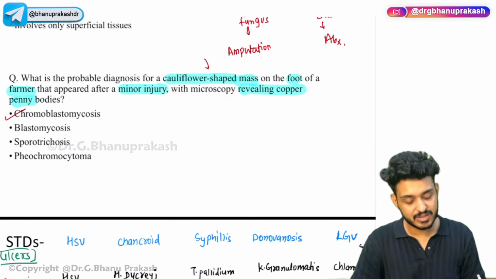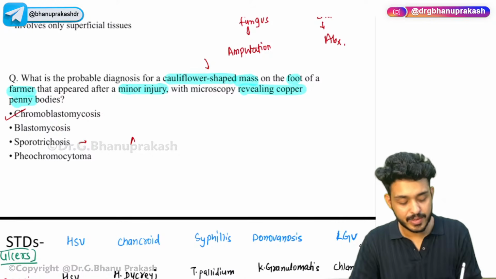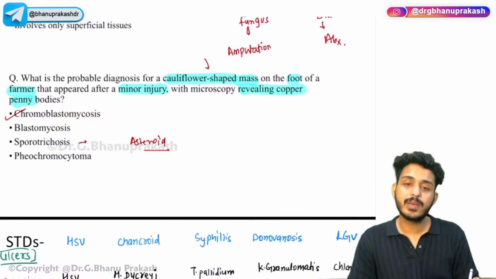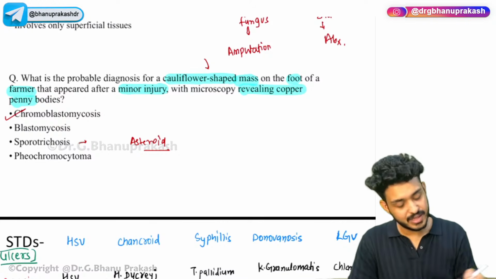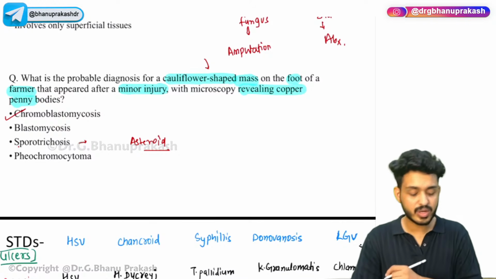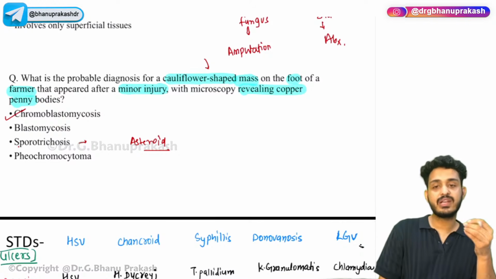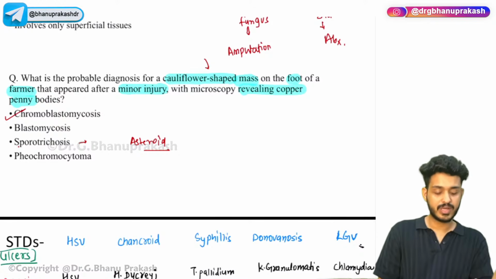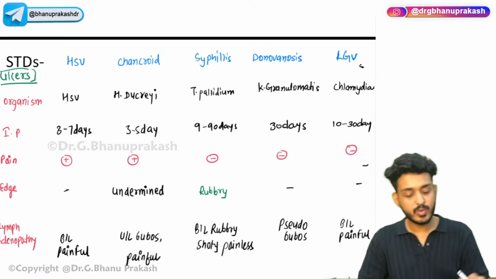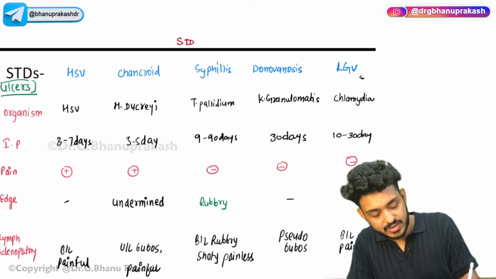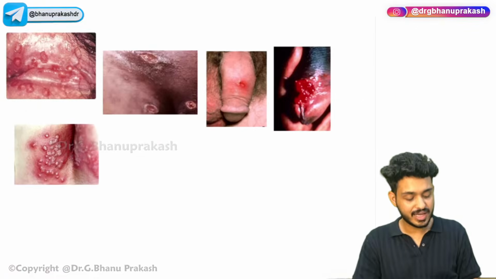This is your chromoblastomycosis. And in sporotrichosis, which body will you find? Asteroid bodies. You will also have Rose Gardener's disease. If the history is like that, you will answer sporotrichosis, but here the history is given in favor of chromoblastomycosis.